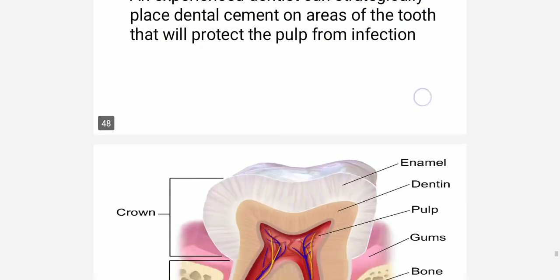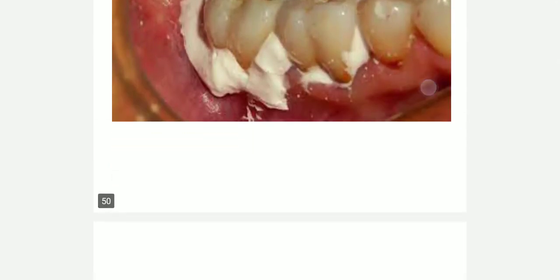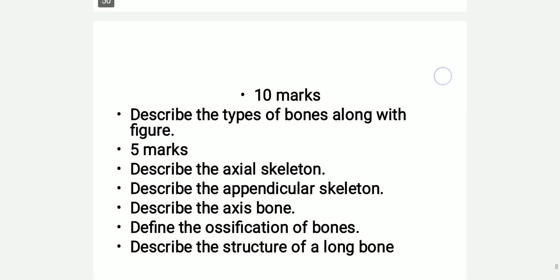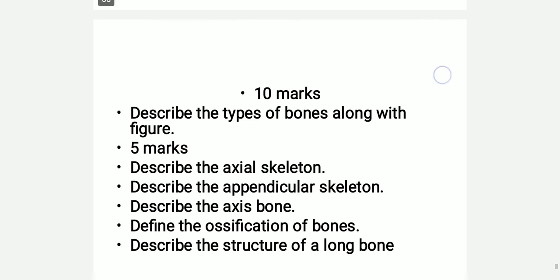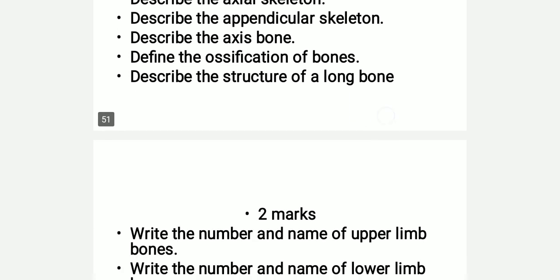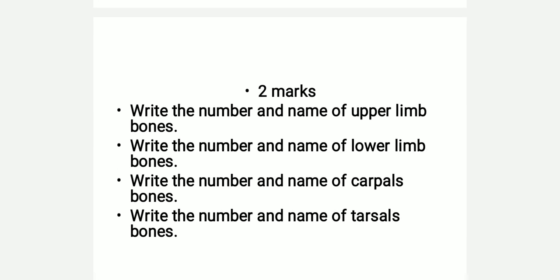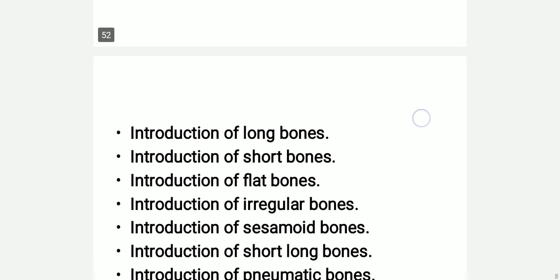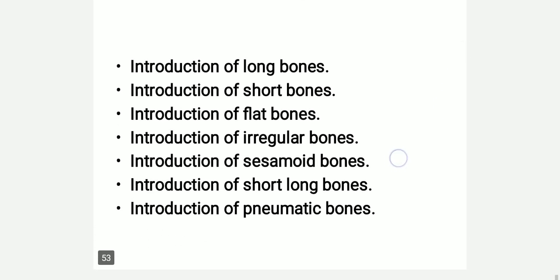Okay, at the end, which type of question can be asked for 10 marks? Describe the types of the bone along with the figures. That can be asked for 10 marks. For 5 marks: axial skeleton, appendicular skeleton, axis bone, ossification, that is not considered here, we will discuss in the next topic. Describe the structure of the long bone. This slide indicates the question can be asked for 2 marks. Okay, so again a 2 marks question.